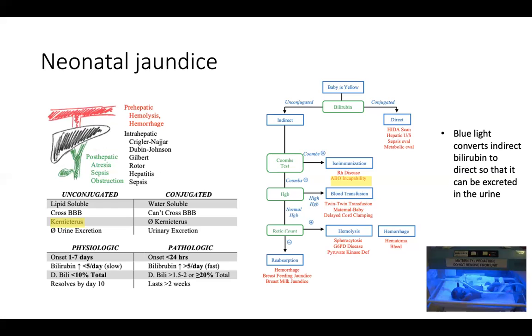If it's posthepatic, and I know it's a liver issue or near the liver, then I'm going to be thinking direct and conjugated. And so that part is done.